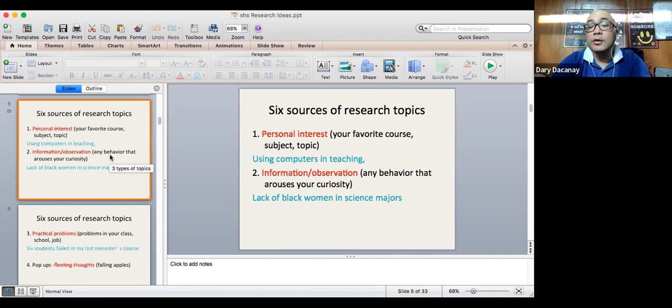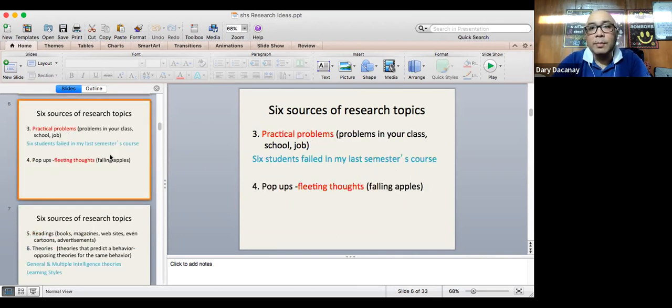And then personal interest. It could be your favorite subject, the course, a topic, for example, using computers in teaching. Also, you can talk about information or observation. Any behavior that arouses your curiosity can be part of a topic. For example, lack of Black women in science majors, or let's say, lack of male teachers in the preschool. Because normally in the preschool, you would always see female teachers. Bakit kaya walang male?